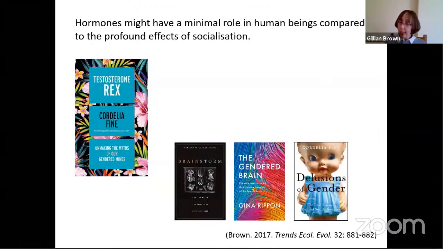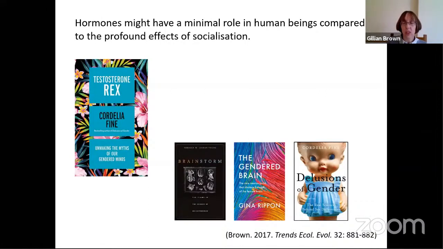I'm now going to move away from thinking about the animal research and think about applying these ideas to human beings. How can we think about development of behavior in our own species? Some researchers argue that hormones might perhaps have a minimal role in our species compared to the profound effects of socialization. I think it would be very difficult to argue, and I certainly wouldn't, that socialization and culture have an enormous impact on what we expect in terms of gender roles in various cultures, in terms of what males and females are expected to do, what opportunities are available, how we raise children, for example.